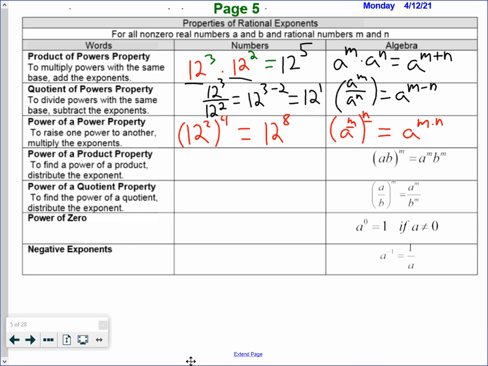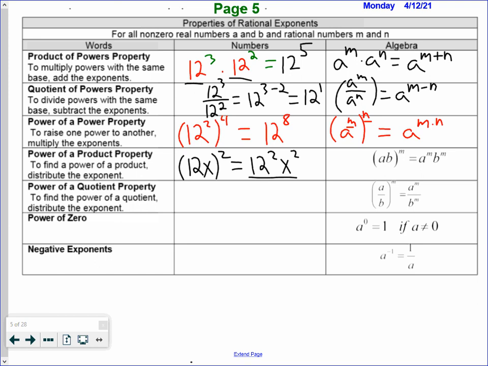Next, we have the powers of a product property. To find the power of a product, all we do is distribute the exponents. So let's say we have 12x, all raised to the second power. We can rewrite this as 12 squared times x squared. And we know that's true as well, since 12x times 12x is 144x squared, which is exactly what we have here. 12 squared is 144.